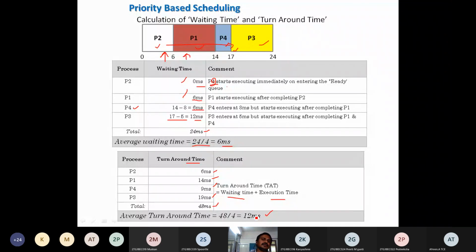So this is the solution for the same problem statement using 3 task scheduling techniques. Okay, hope it is clear to you. So if you have any small mistakes in your assignment, I hope you are going to correct them.